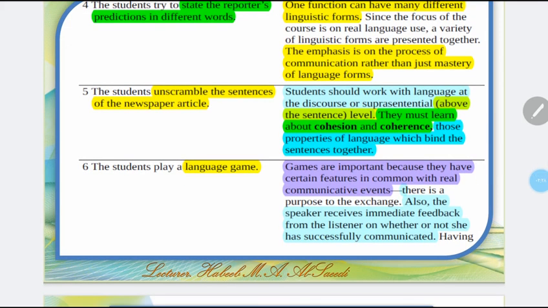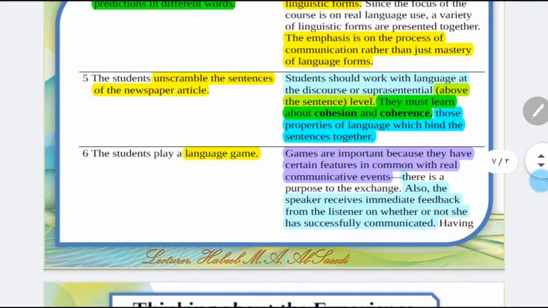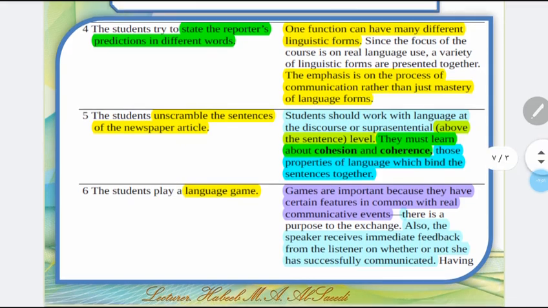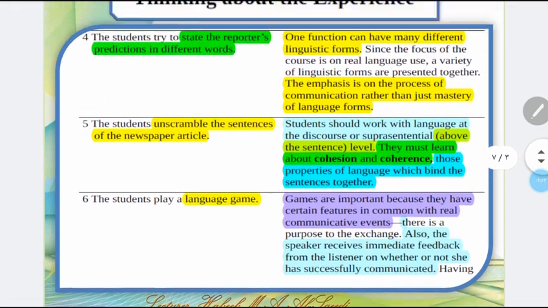The emphasis is on the process of communication rather than just mastery of language forms. Students are not required to master the forms or the patterns or structure of the language, but rather to understand. The emphasis here is the process of communicating. How to communicate, how to convey the meaning, how to communicate correctly.